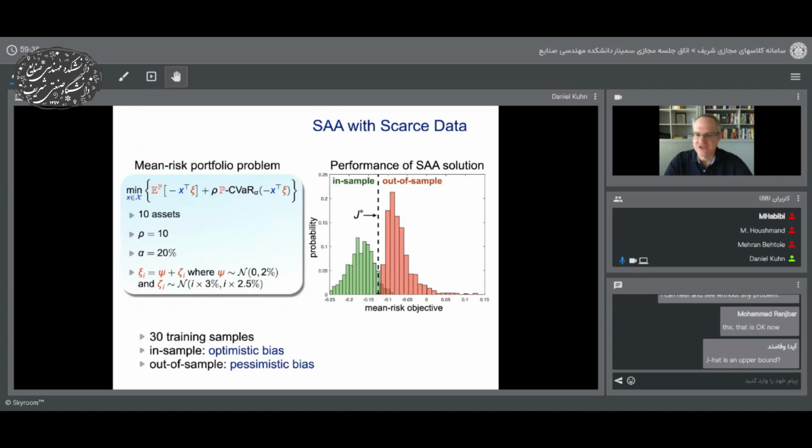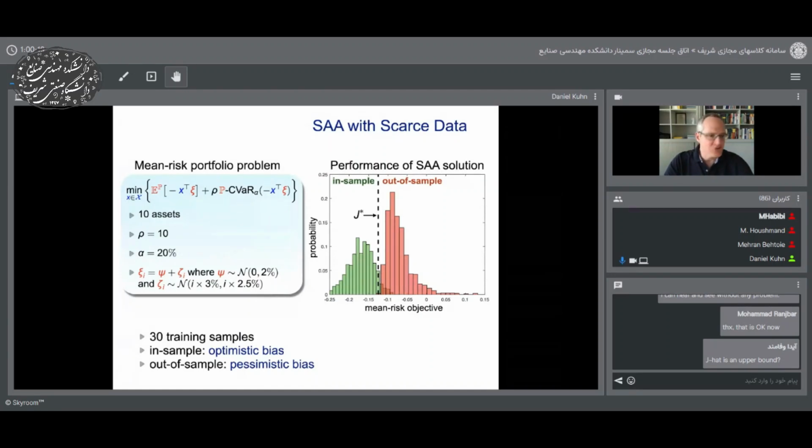Now, for each set of 30 training samples, I can solve the SAA problem and get an optimal investment decision X hat. This decision X hat depends on the samples. And because I know the stochastic model, I've made it up myself, I can generate a huge amount of test samples to evaluate the true mean risk objective of this decision X hat. Again, if I repeat this procedure, say 10,000 times, then I get 10,000 different answers because of the randomness of the training samples. The out-of-sample performance, so this mean risk objective of the different data-driven decisions, is visualized by the red histogram on the right-hand side.